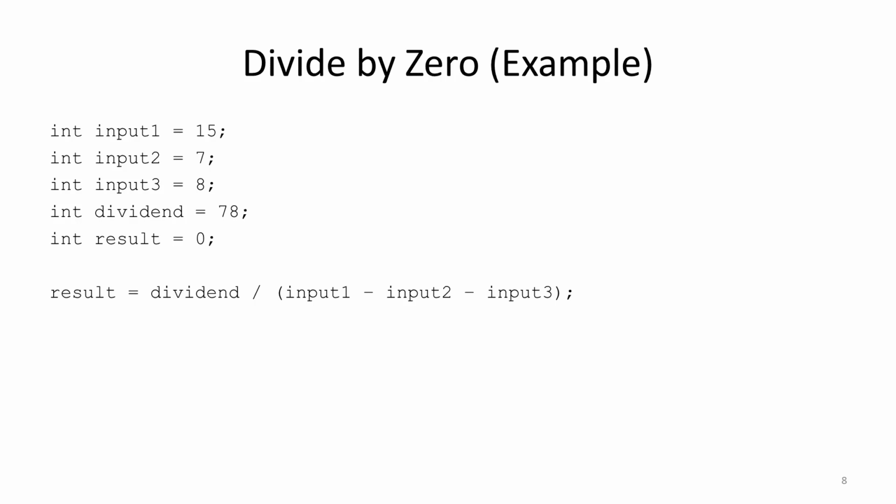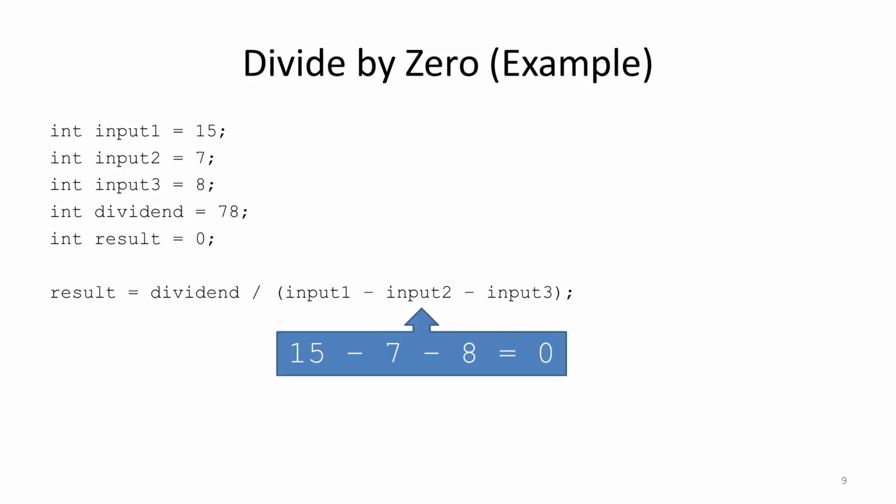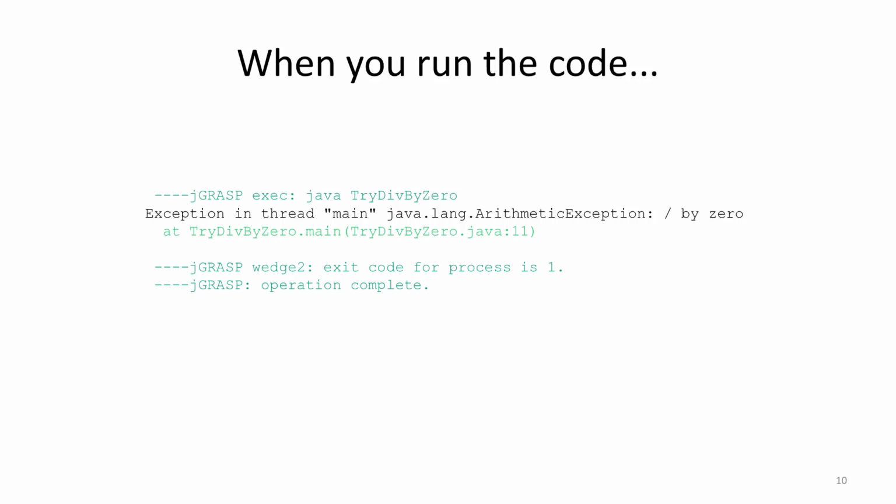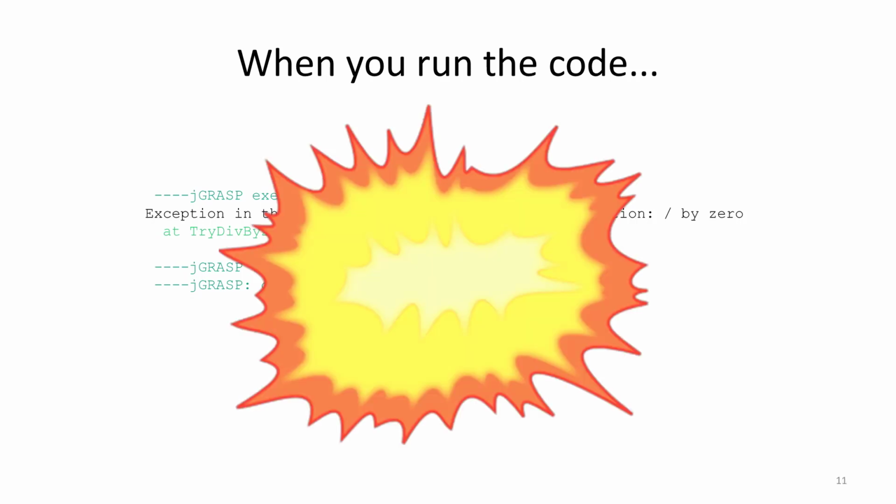But take a look at the computation. The computation divides the subtraction of input 1 minus input 2 minus input 3. So even though the user did not enter any zeros specifically, the unique combination of values resulted in a 0. So when an exception happens, it will look like this. On the bottom in JGrasp, you'll see this message, exception in thread main, and then the exception, java.lang.ArithmeticException. If you get this kind of message, exception in thread main, that is your program crashing.